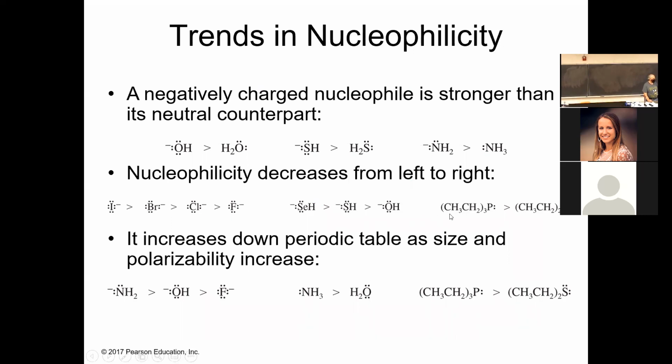And then there are some periodic trends. As we go down a column, comparing similar species, nucleophilicity goes up. And if we compare, for example, a similar negatively charged series as we go across a row, nucleophilicity goes down. So NH2- is the strongest, followed by OH-, followed by fluoride, for example.